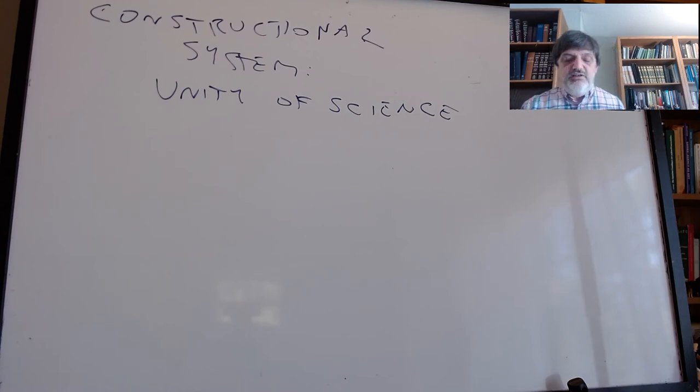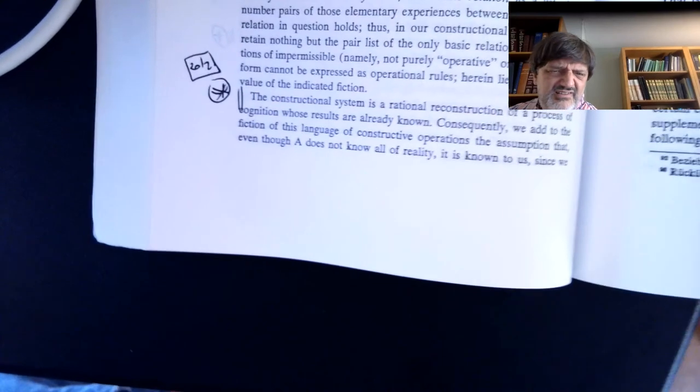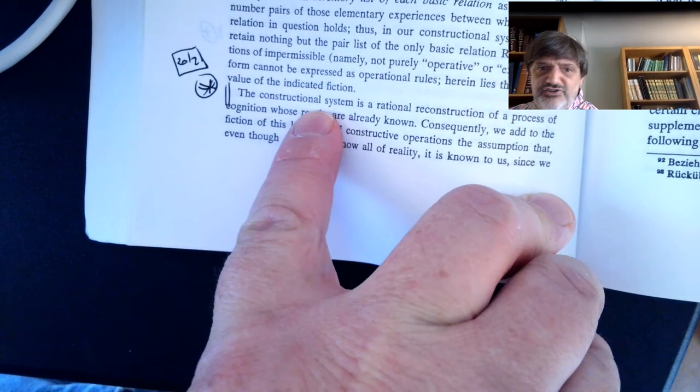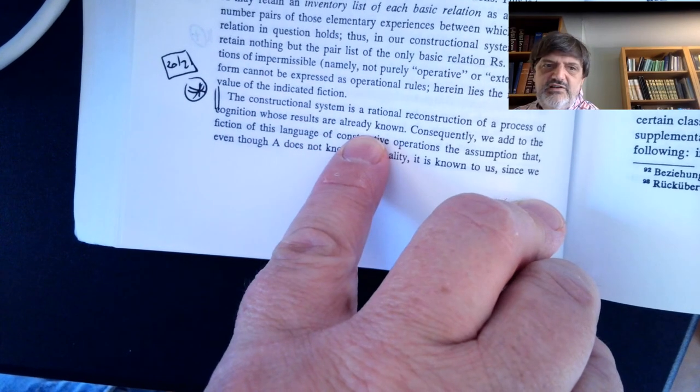And so, I mean, this is important for understanding the whole project of the Aufbau, and I said it last time, but I'm going to try to say it more carefully this time. So first of all, here is from section 102 on page 160. The constructional system is a rational reconstruction of a process of cognition whose results are already known.